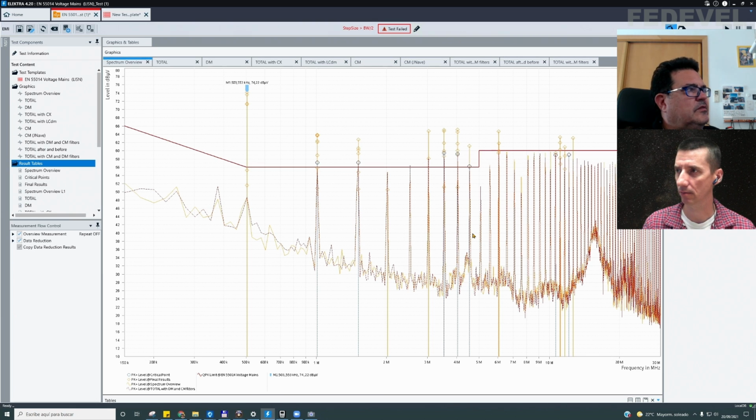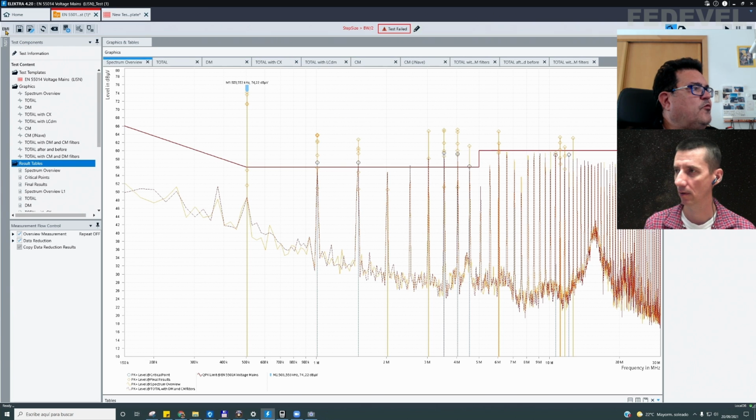Who created this software? It's from Rohde & Schwarz. Okay. That is because when you select the instrument, you will see that a lot of instruments are from Rohde & Schwarz. So what do we have inside of this software? What can we do with it?